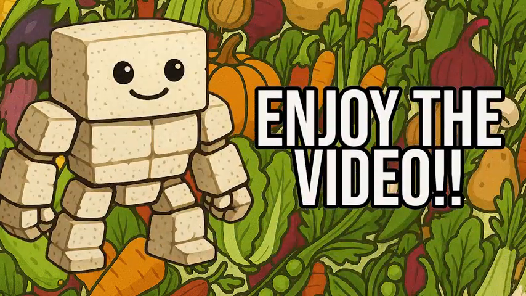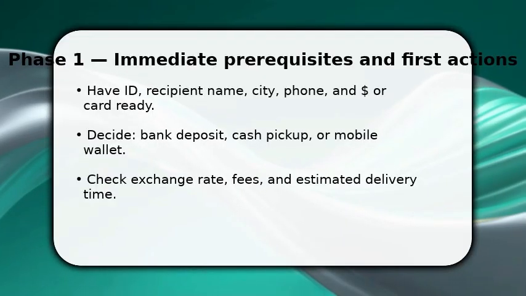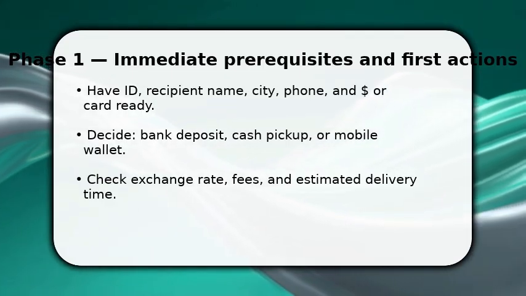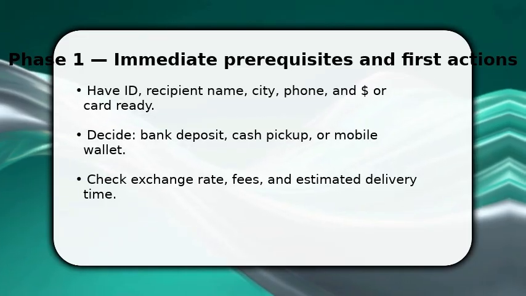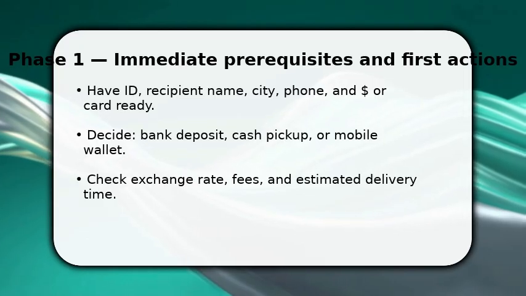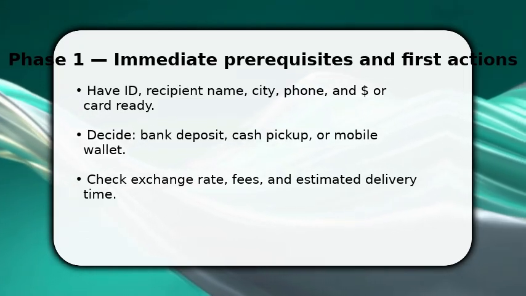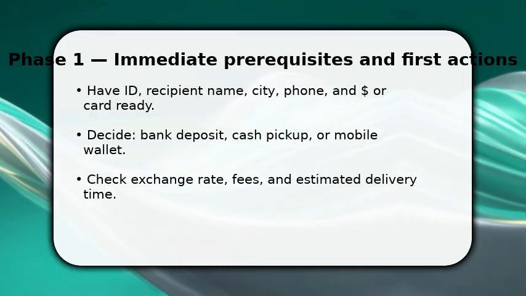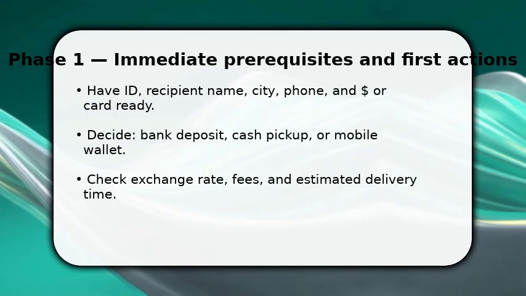Please enjoy the video. You start by gathering essentials. Your government ID, the recipient's full name exactly as on ID, city and phone number, plus the cash or card you'll use. Once done, open the Western Union app or go to an agent location and choose Send Money. Make sure to pick cash pickup versus bank deposit. This determines the fields you'll complete.